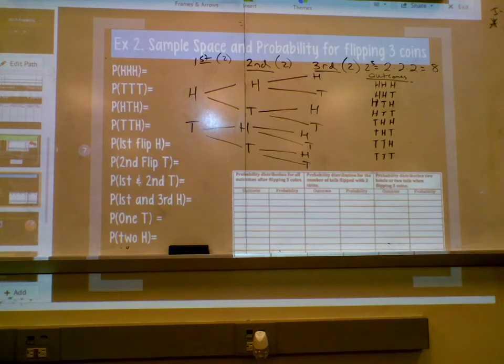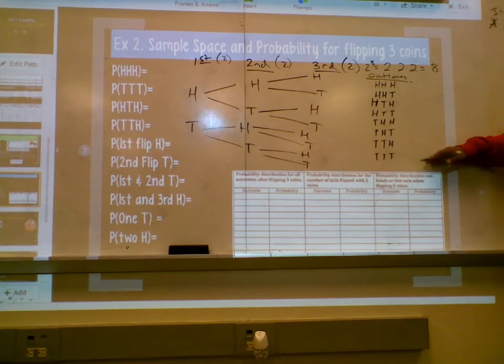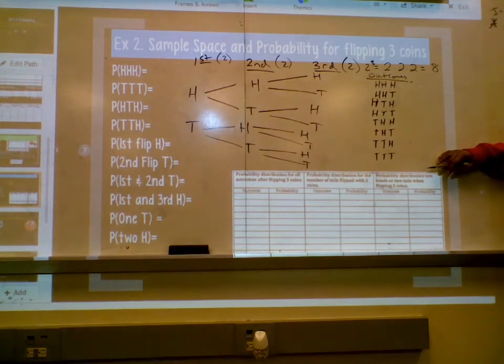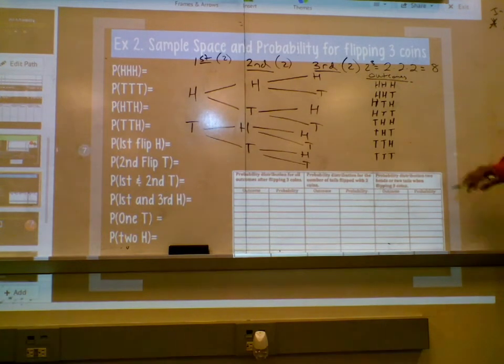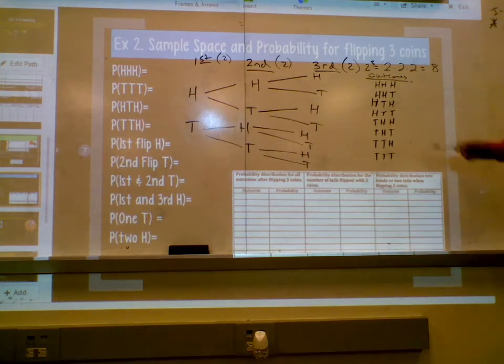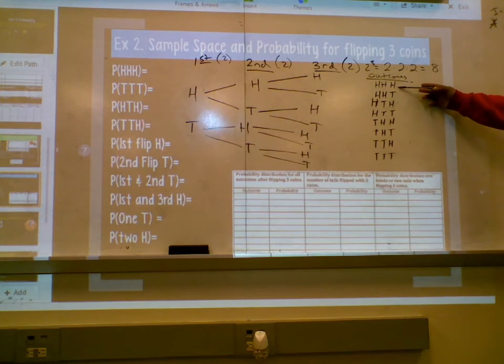What is the P? What do you want me to do now? Probability. So, to find the probability, you do favorable outcomes divided by total outcomes. So how many total outcomes do you have? Faith, how many total outcomes do you have? 8. So how many of them are HHH? 1. So it's probability 1 out of 8.